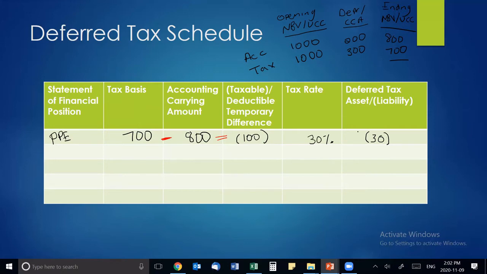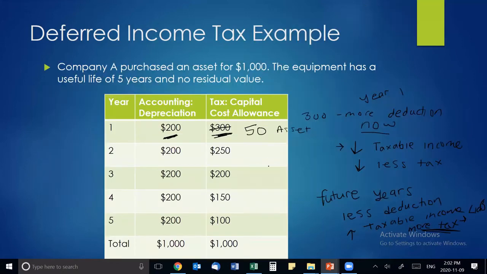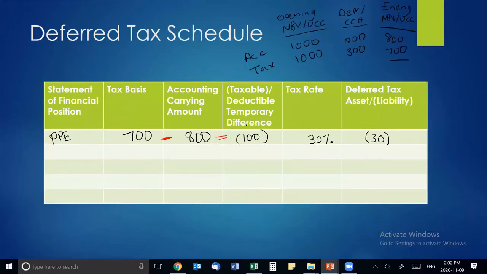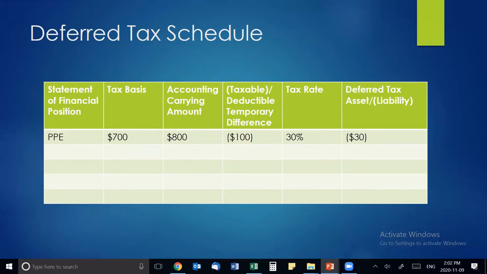So why is it a liability? Because we've already figured out here that because we're taking more of a deduction for tax, we only took 200 for accounting, we took more for tax. Because we took more of a deduction for tax this year, that's going to lead to paying less tax this year, but lead to paying more tax in the future because we don't have that deduction available for us. And that's why it's a liability. So we're going to set up a deferred tax liability. We're going to debit deferred tax expense, credit deferred tax liability. I'll show you the journal entries in another slide. Okay. So then we have the answer there.